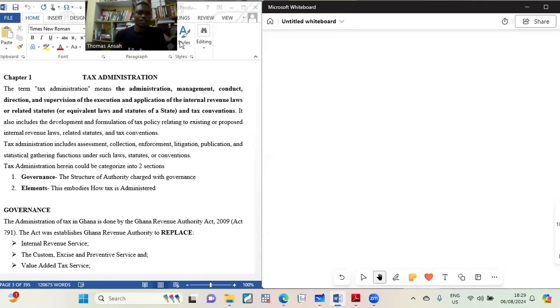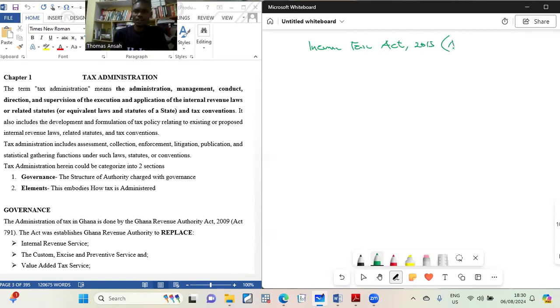We turn our attention to tax administration. Not much of something to calculate, but it's a law, something that you need to actually have an idea of. Now, the laws we are looking at: the Income Tax Act, and I'll share it with you on your platform. The act was given to us in August 2015.